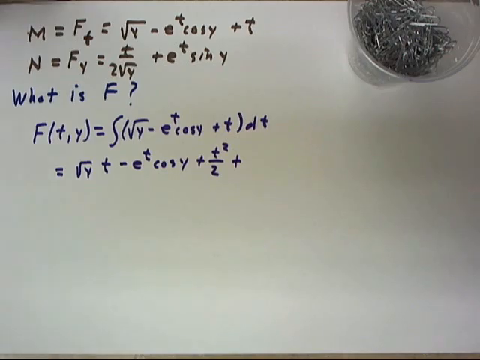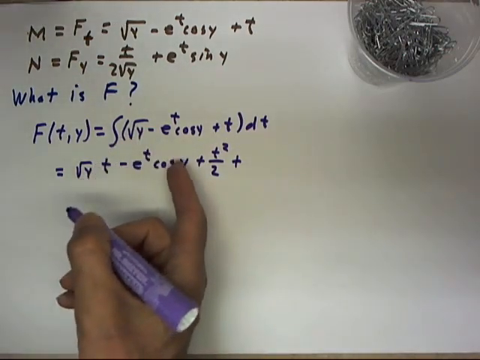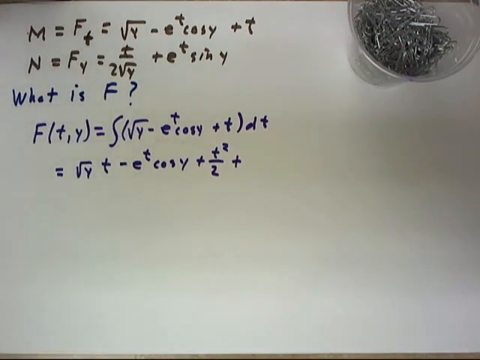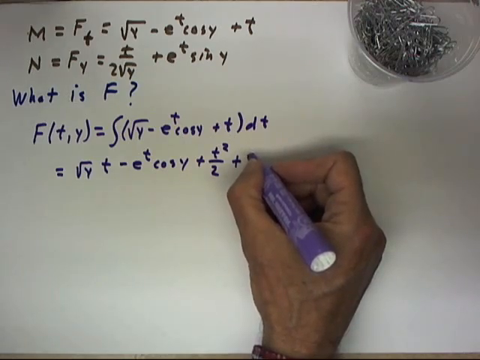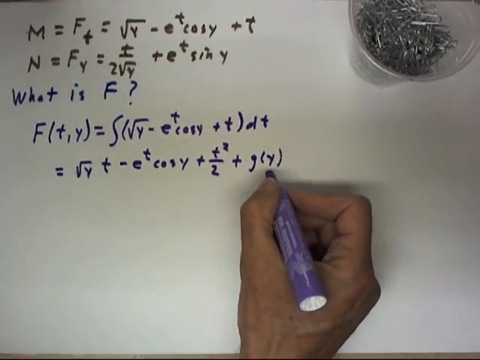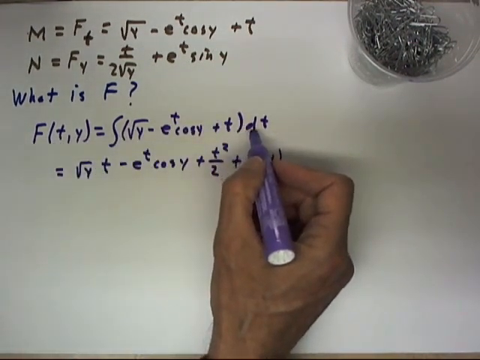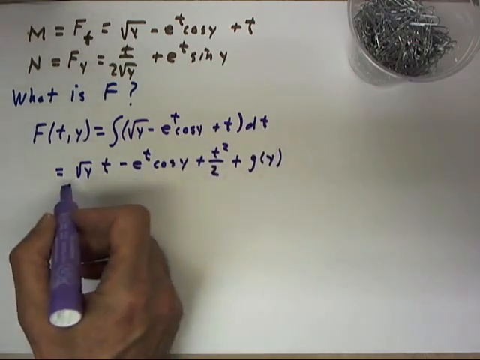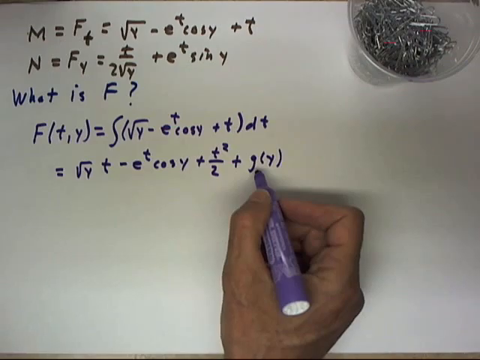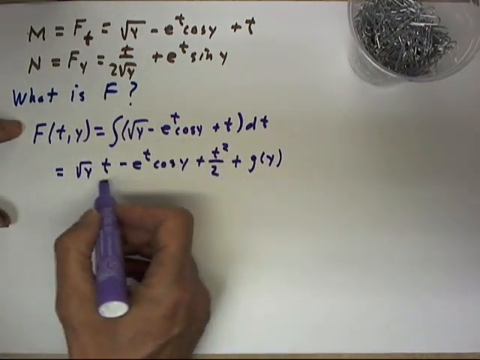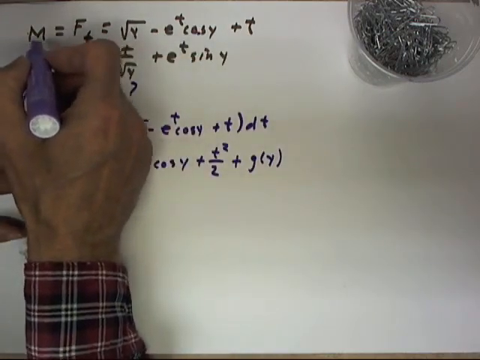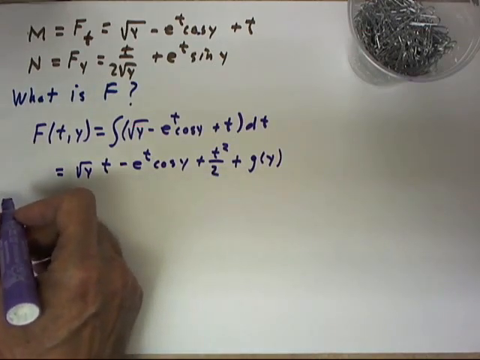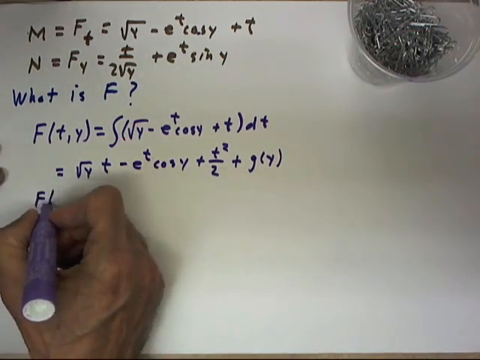Now, the trick with the integration constant is y is constant with respect to this integration. So any function of y, and let's call this any function g of y, is constant with respect to integration with respect to t. So putting a g of y in here does not change the fact that the derivative of this function with respect to t is our m function, which is f sub t.